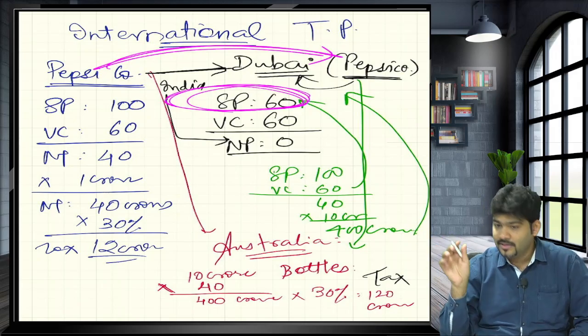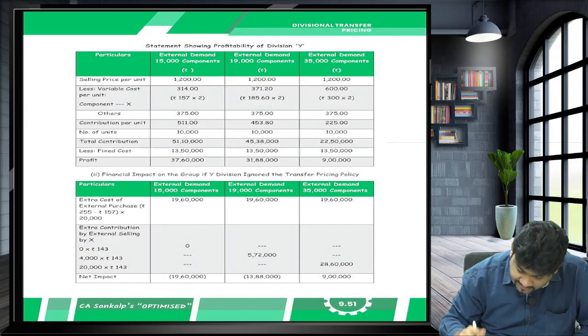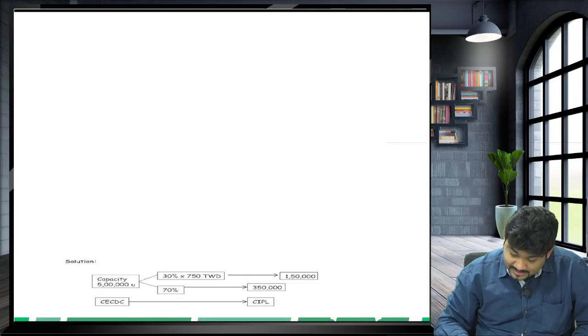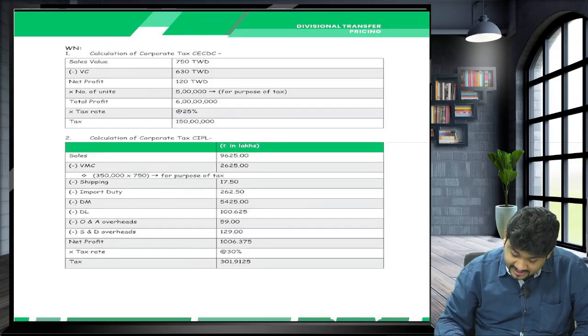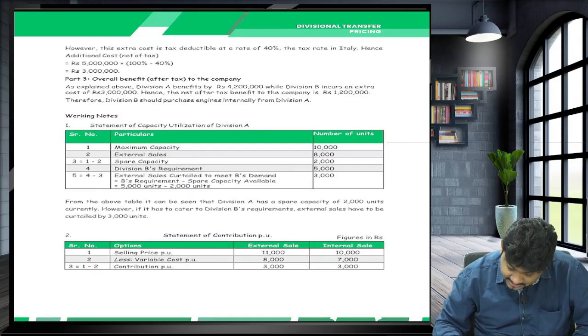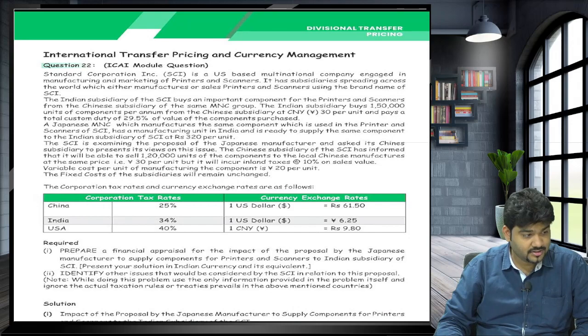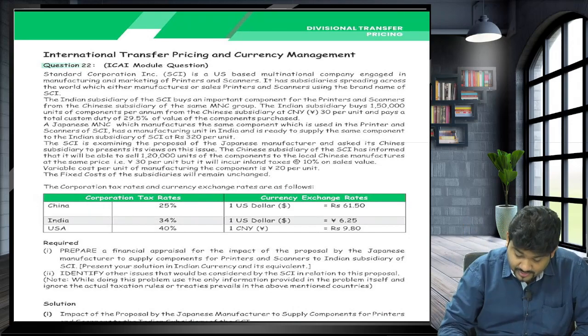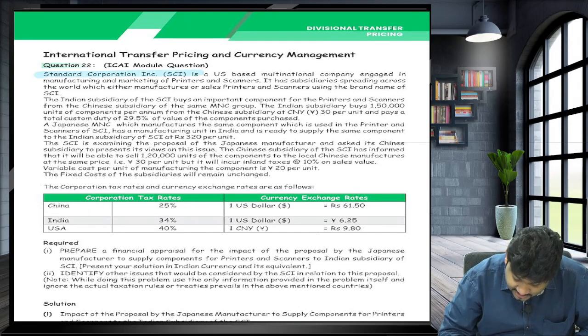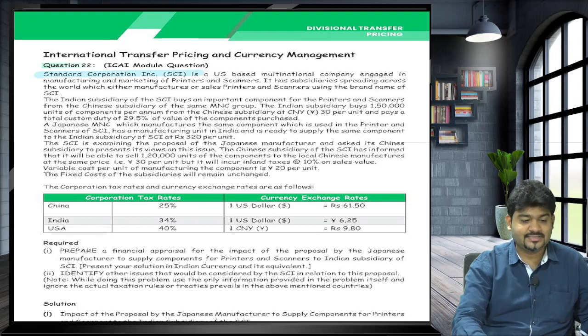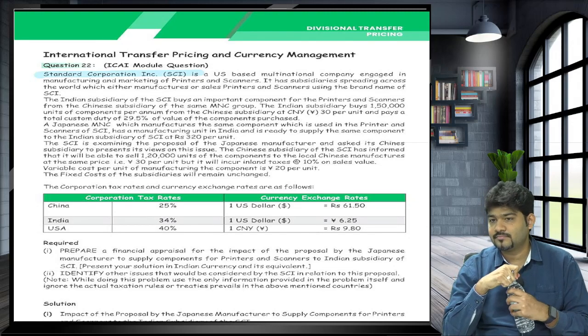So are we clear with arm's length price? Tell me. Yes. So now we are going to solve a question on international transfer pricing. Are we ready? Chalo, let's start. We'll first start with a simple question and then we'll solve a difficult question. Please open this question, everyone. ICAI module question, Standard Corporation of India. It's an ICAI module question.